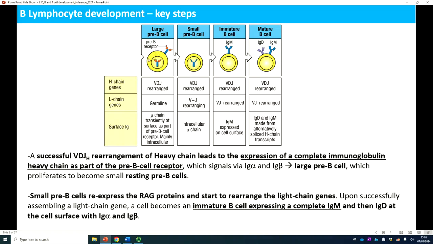And so what this will lead to is essentially the large pre-B cell, which can then proliferate into a small pre-B cell, which is kind of a resting cell. And when we're at this stage, we've got our fully rearranged heavy chain, but what we can start to do is re-express the RAG proteins, and that will start to rearrange our light chain genes. And so once we've got a successfully rearranged light chain gene, this will become an immature B cell, and it will express IgM on the cell surface, and then later on, as it progresses, we can express IgD as well, and this is in conjunction with Ig alpha and Ig beta.